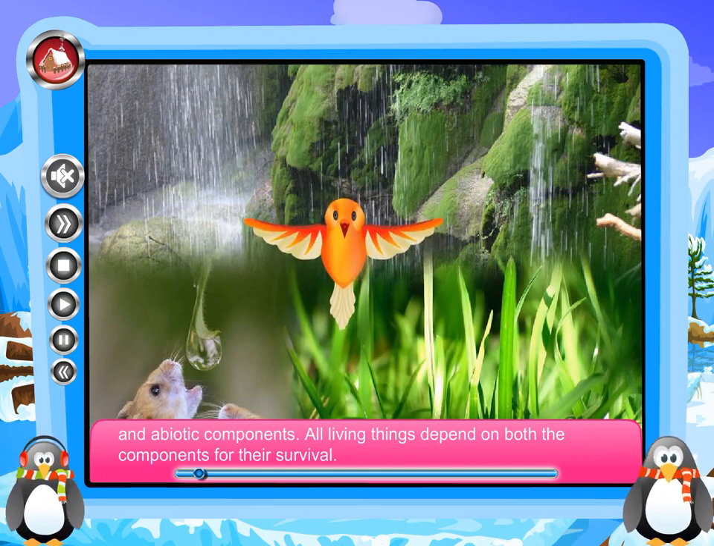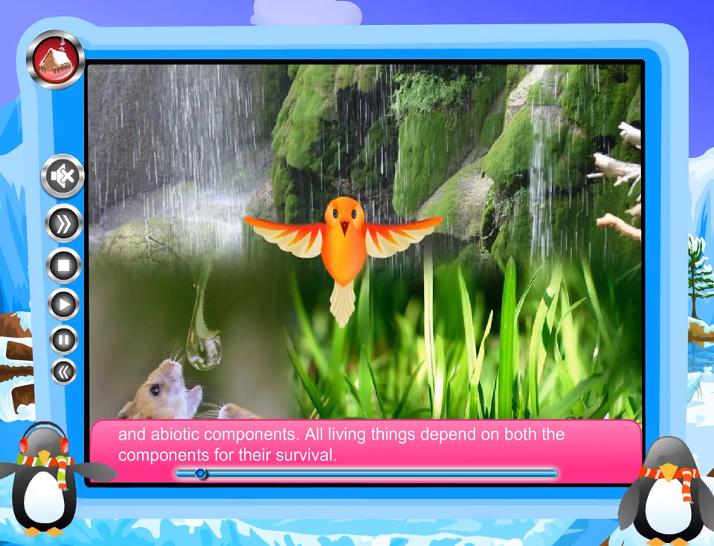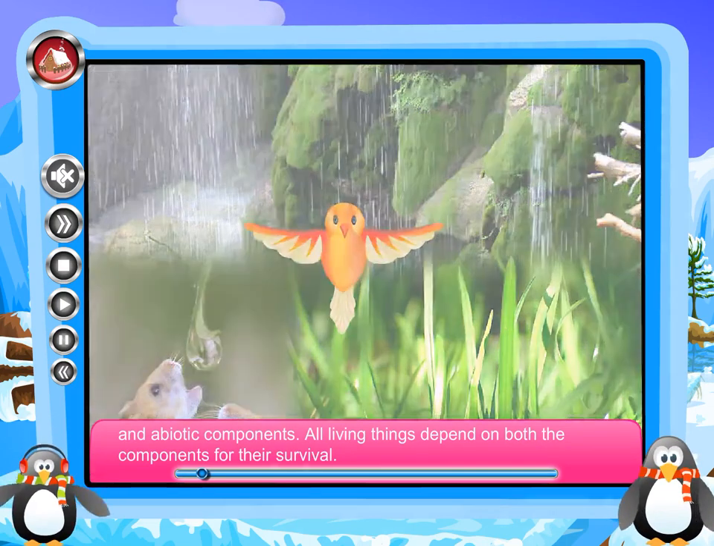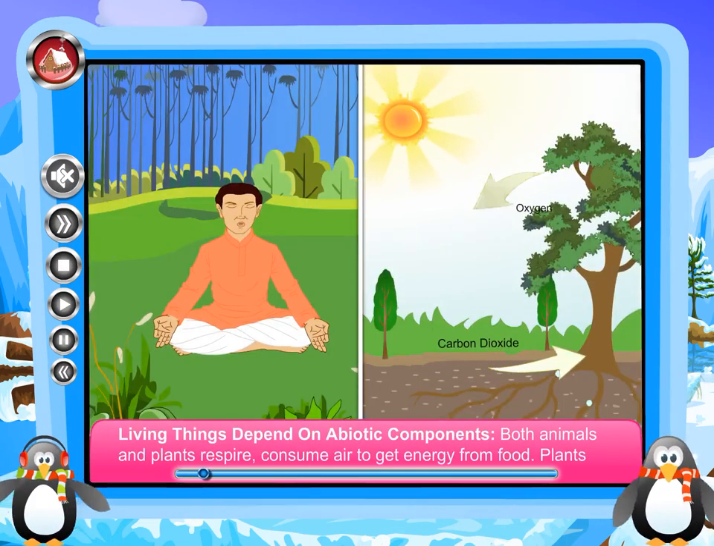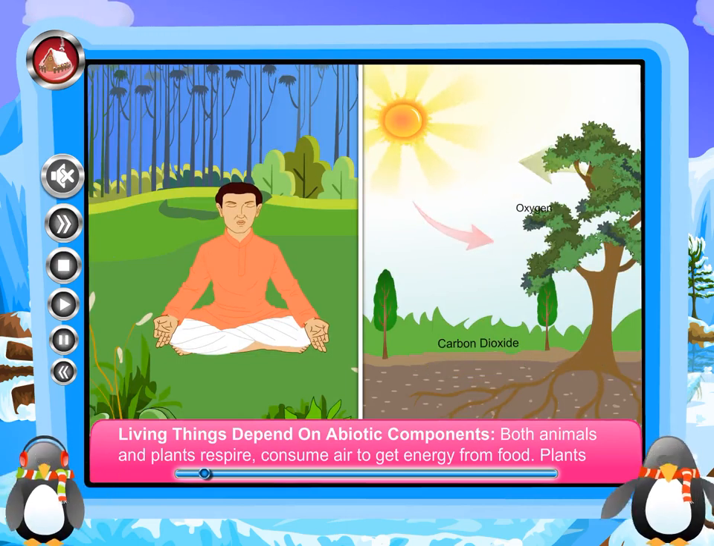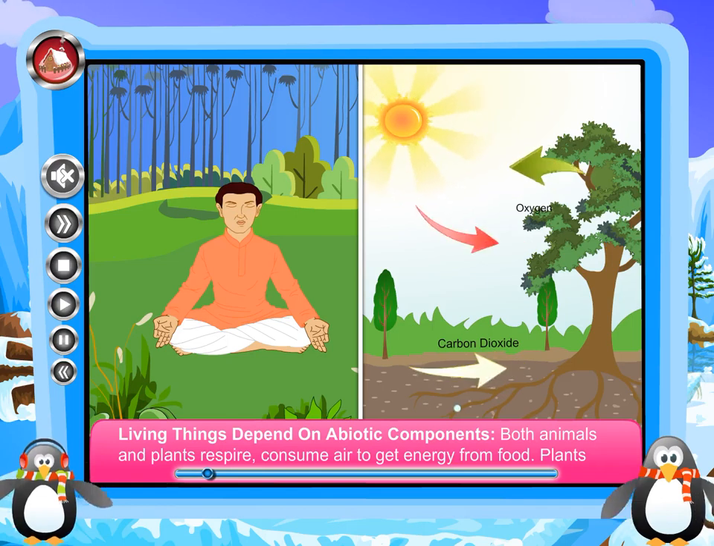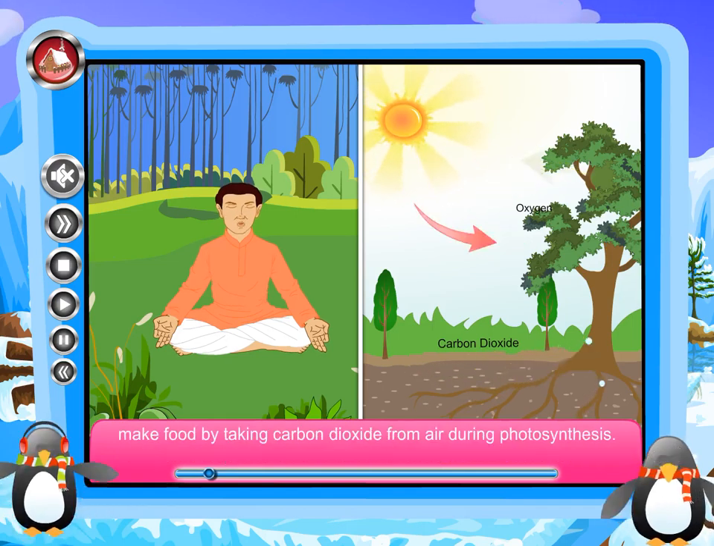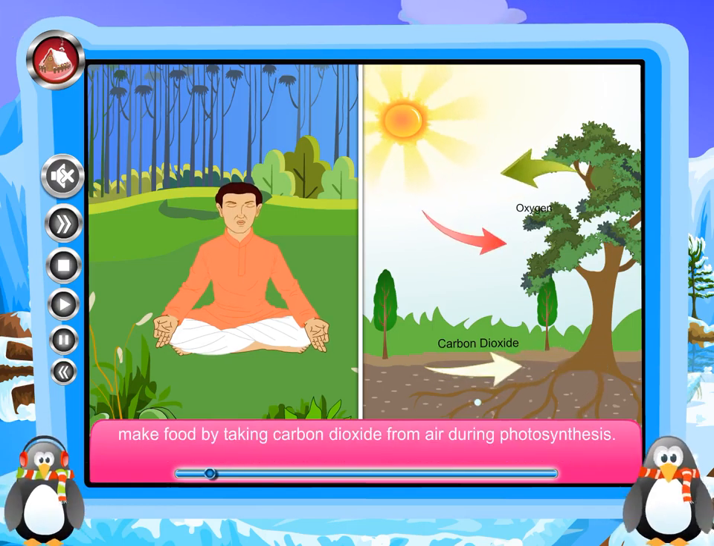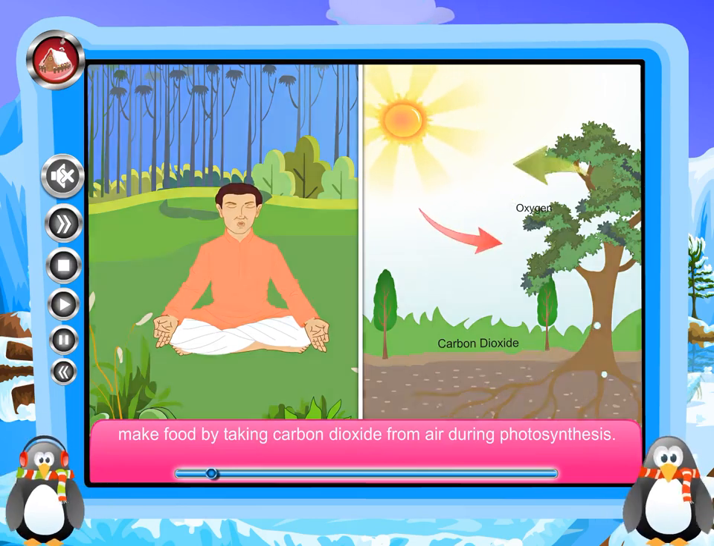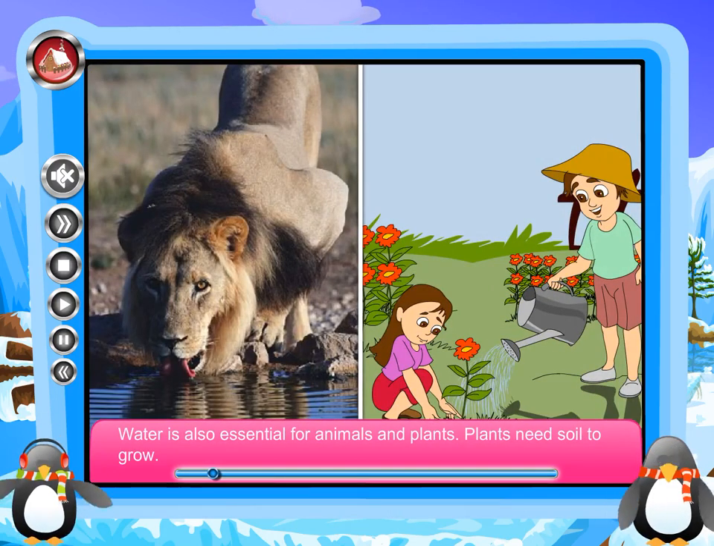All living things depend on both the components for their survival. Living things depend on abiotic components. Both animals and plants respire, consume air to get energy from food. Plants make food by taking carbon dioxide from air during photosynthesis. Water is also essential for animals and plants.